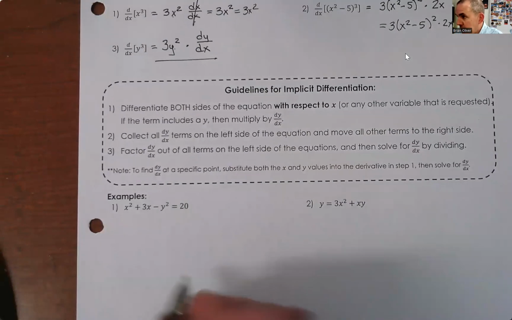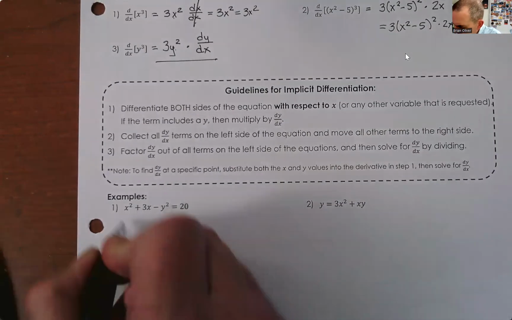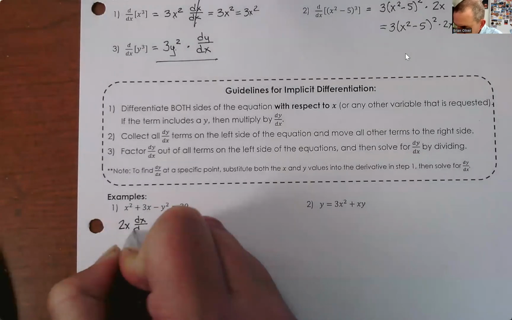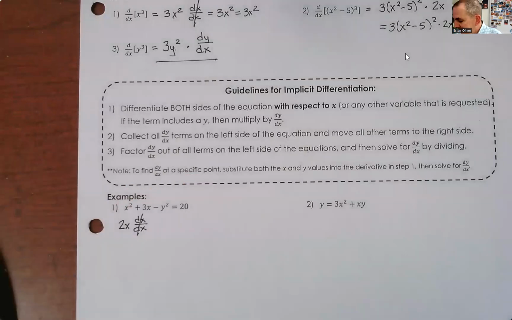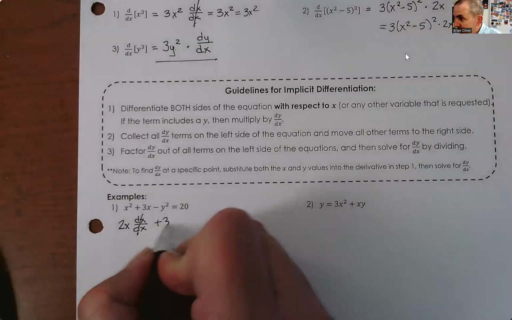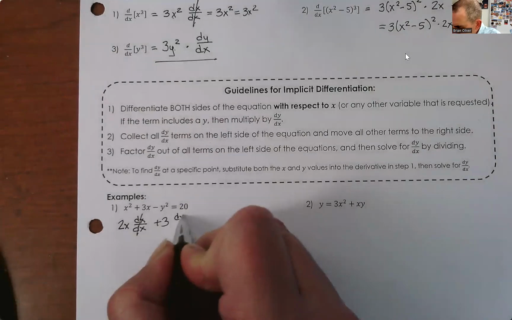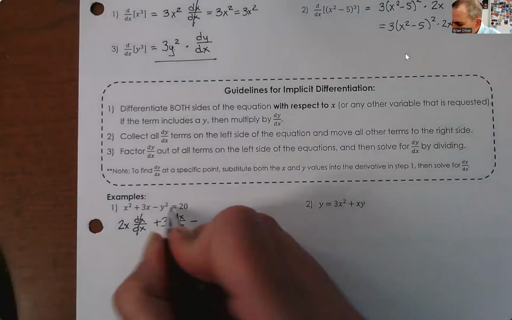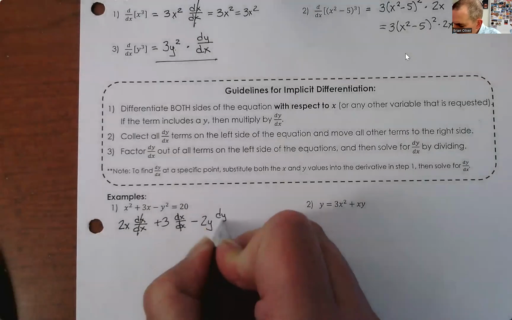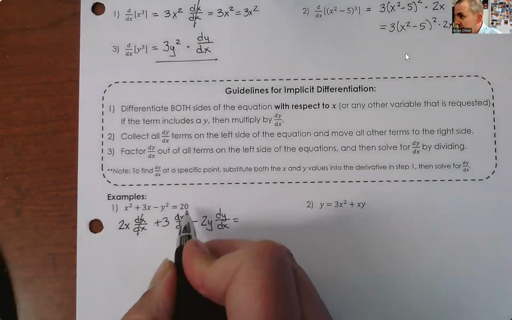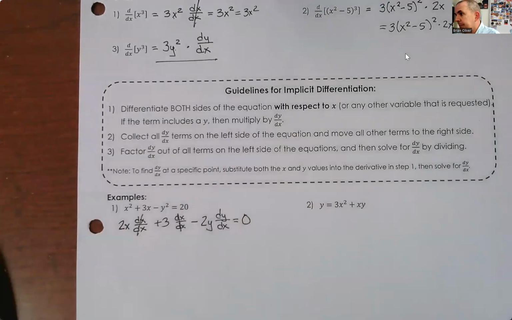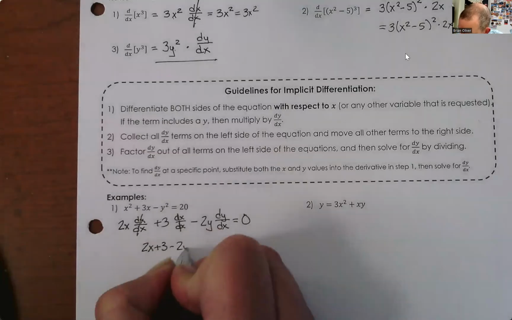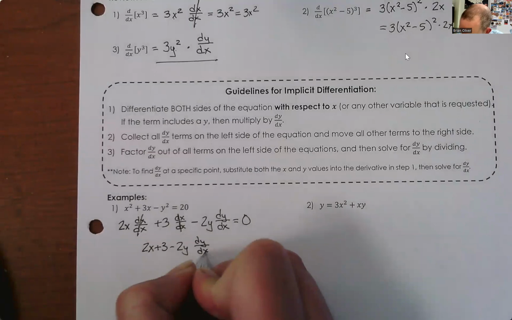So x squared plus 3x minus y squared equals 20. We're going to take the derivative of each part. So it's 2x dx, but again, the dx's just go away. Plus 3, the derivative of 3x is 3 dx, which again just goes away. Minus the derivative of y squared, which is 2y dy/dx, equals the derivative of 20, which is a constant, so 0. So now what we have is 2x plus 3 minus 2y dy/dx equals 0.